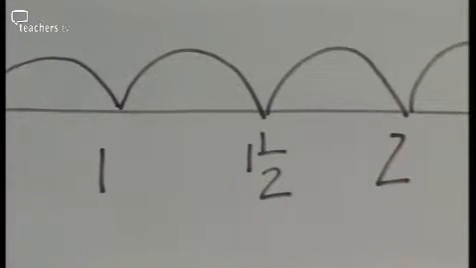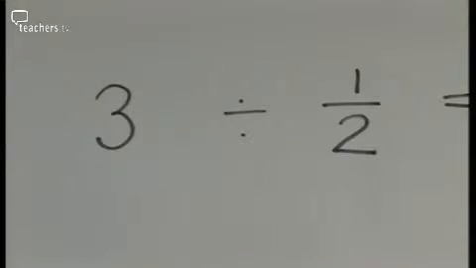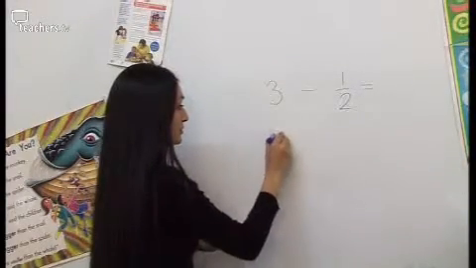The way that we would do this is along a number line. In Year 3, we don't teach 3 divided by a half. If I had to teach 3 divided by half, this is how I would teach it. I would have 3 apples.